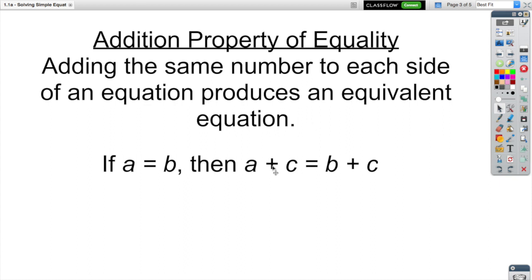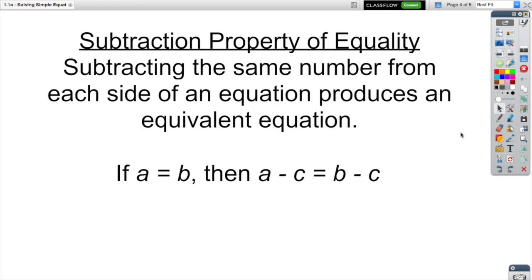Meaning that if I choose to add c blocks to one side and c blocks to the other, it's still balanced and still represents an equivalent equation to the original. The same thing goes for subtraction. The subtraction property of equality is that subtracting the same number from each side of an equation produces an equivalent equation. So once again, if I start off with a balanced scale that has a equal to b, then a minus c should still be equal to b minus c. As long as I do something to one side of the equation and do it to the other side, everything remains balanced, just like our balanced scales.